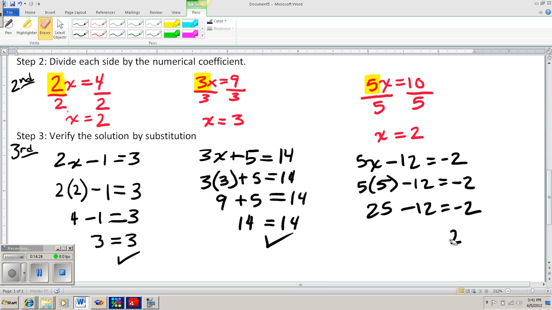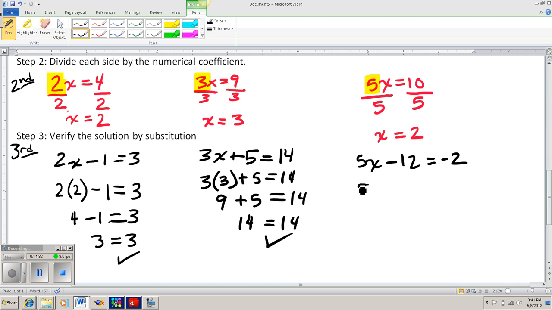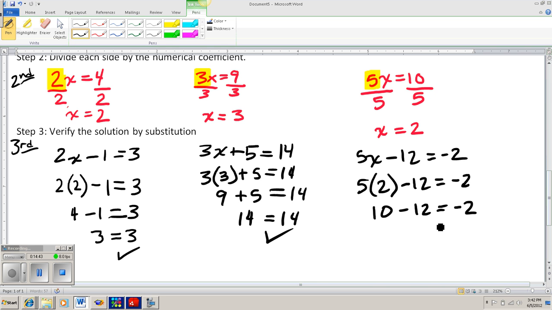I can say, no, erase. Let's do that again. It should have been x equals 2. 5 times 2 minus 12 equals negative 2. 5 times 2, 10 minus 12 equals negative 2. 10 minus 12 is negative 2, and that equals negative 2. So yay, I caught my mistake. I did that on purpose, really, I promise.